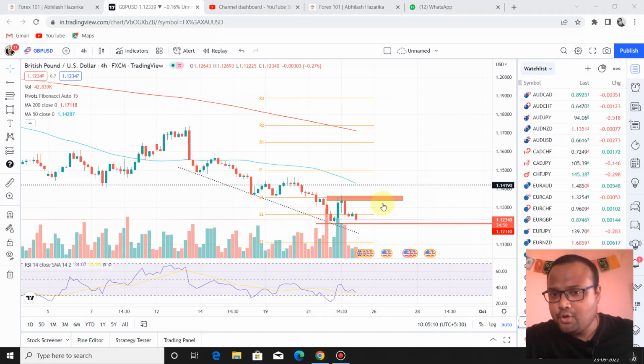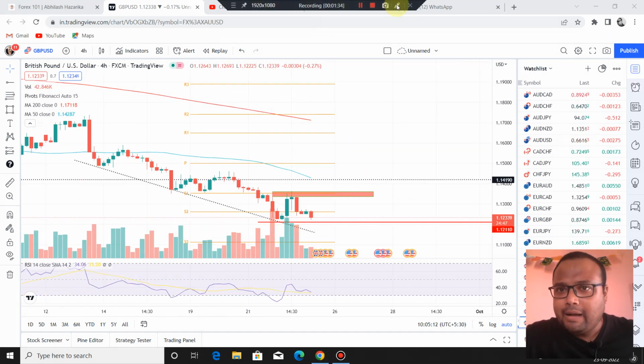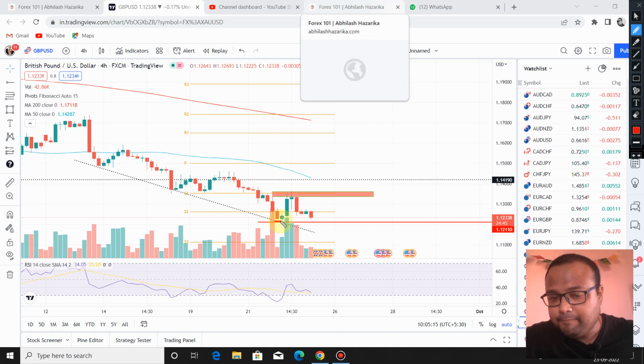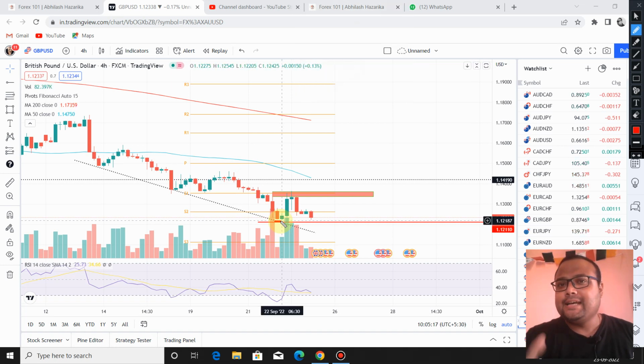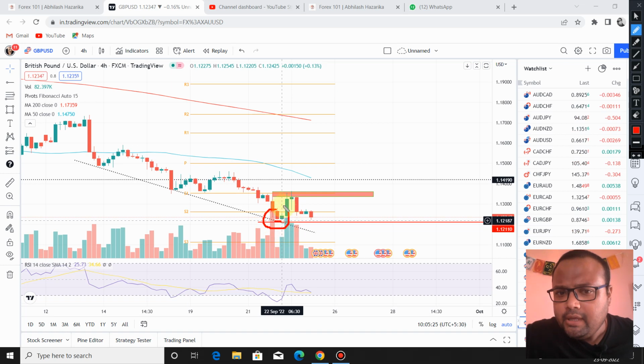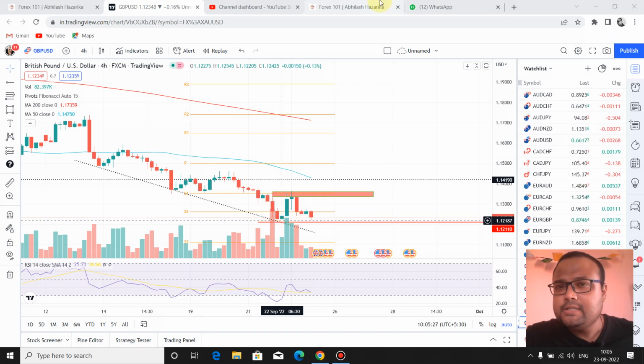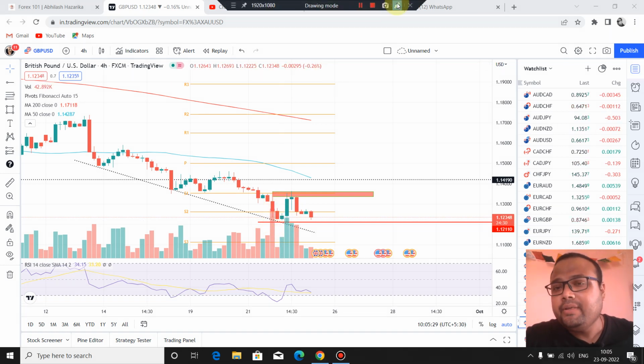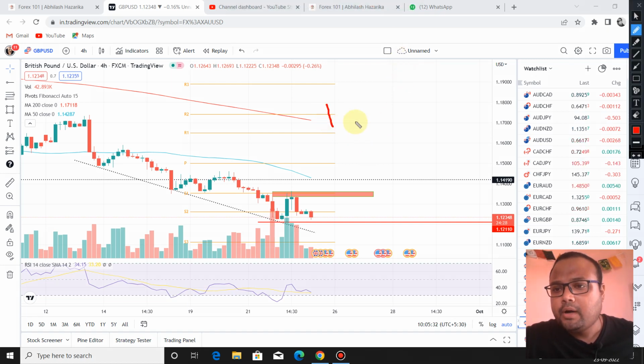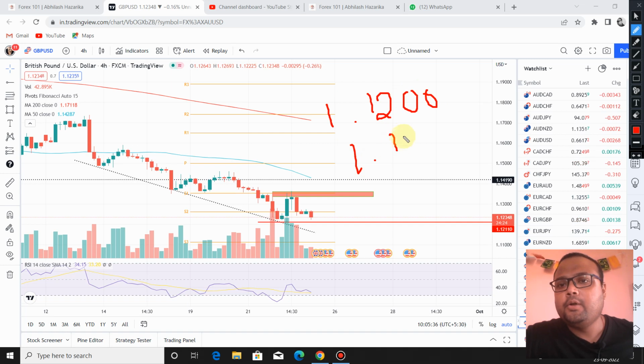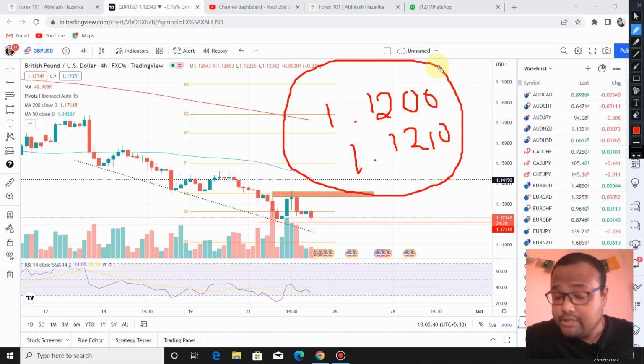So if the market bounces from this particular level here, see, this is not a support. As I already said, right now we do not have any proper strong support on GBP USD, but GBP USD may try to bounce from the previous low of 1.1200 to 1.1210. This is the previous low of GBP USD.